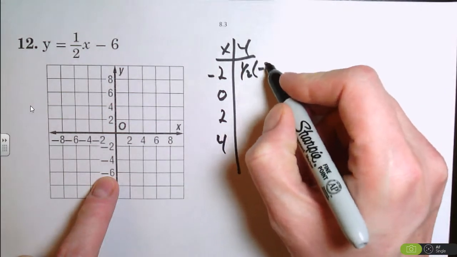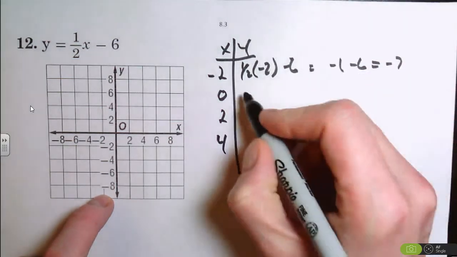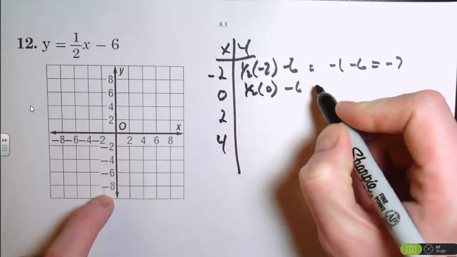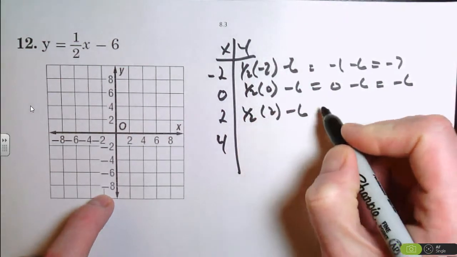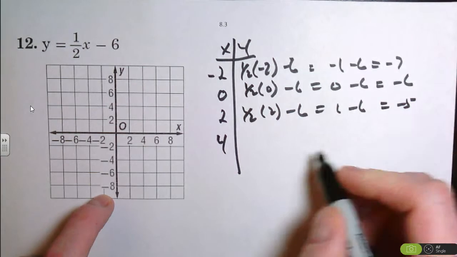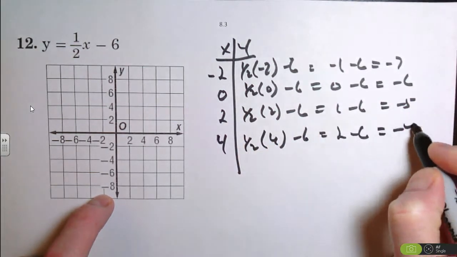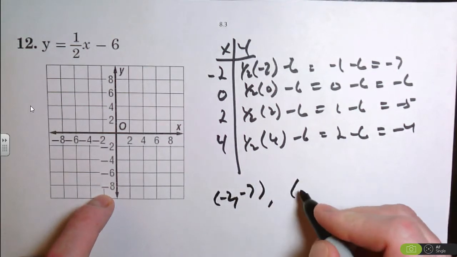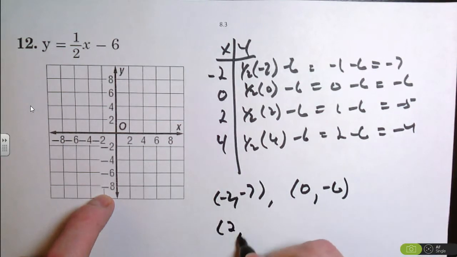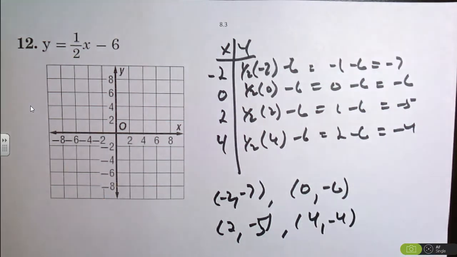So 1 half times negative 2 minus 6 is negative 1 minus 6, so negative 7. 1 half of 0 minus 6 is 0 minus 6, which is negative 6. 1 half of 2 minus 6 is 1 minus 6, which is negative 5. And 1 half of 4 minus 6 is 2 minus 6, which is negative 4. So those points, negative 2, negative 7; 0, negative 6; 2, negative 5; and 4, negative 4, are my 4 ordered pairs.